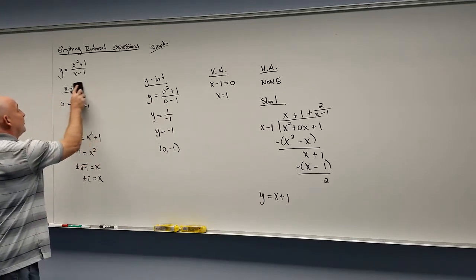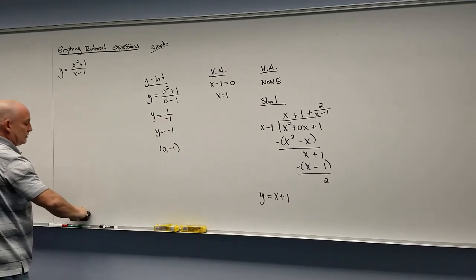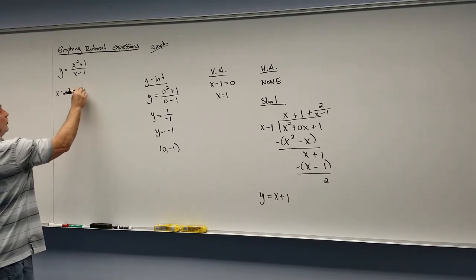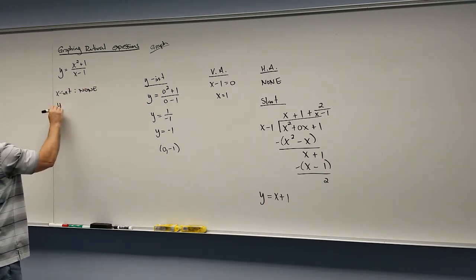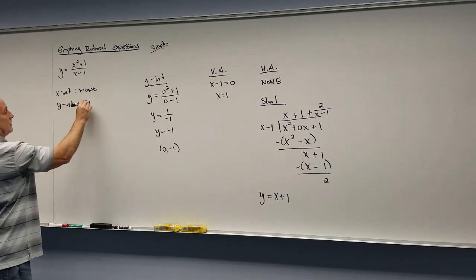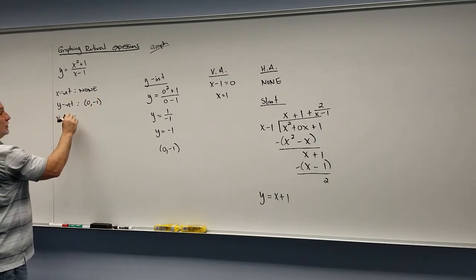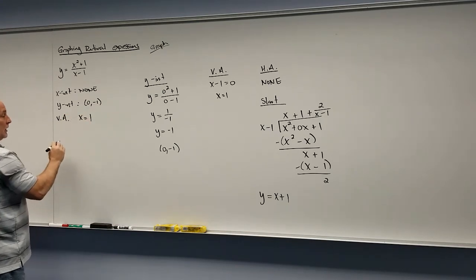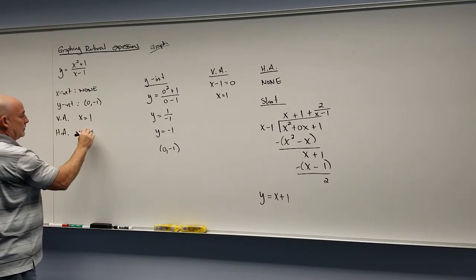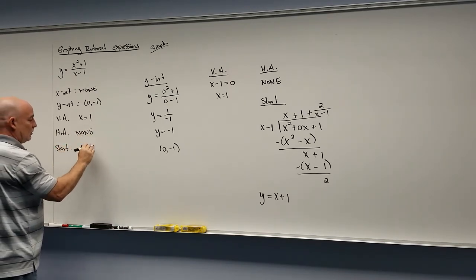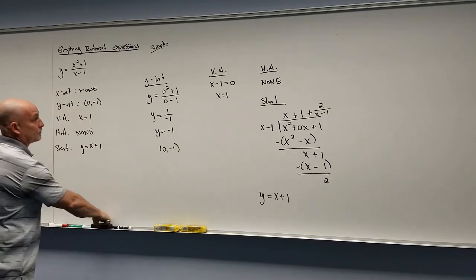So that's just y is equal to x plus 1. Let's go over here and get all of our information together. X-intercepts, we don't have any. Y-intercept is (0, -1). Vertical asymptote is x equals 1. No horizontal asymptote. And we do have a slant asymptote, and that's y equals x plus 1.